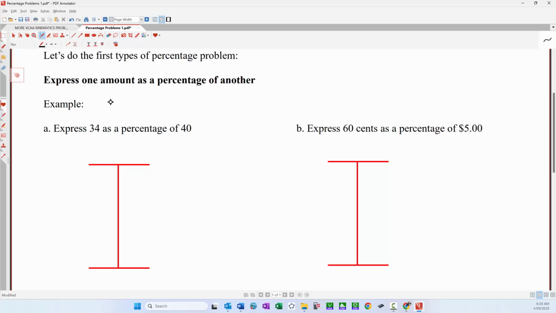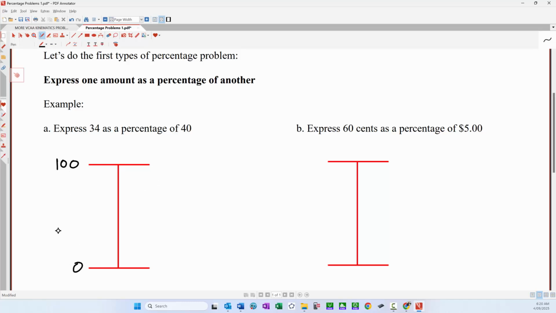Okay. So one type of problem is express one amount as a percentage of another. For example, we're expressing 34 as a percentage of 40. That's the scenario where you got 34 out of 40 in, say, a mathematics test. The dual number line is this red thing, so you'll set up one of these on your piece of paper. You're going to write 100 on this left side and 0 down the bottom. And that is the percentages.